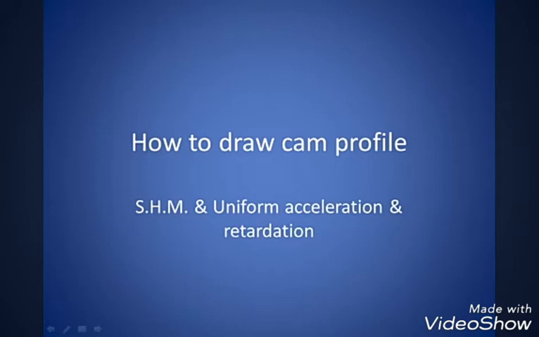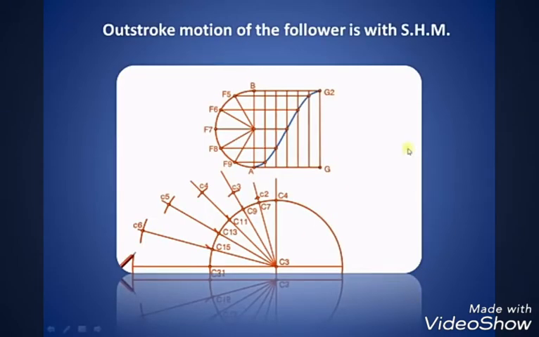Okay, so let us try to understand how to draw cam profile. Now here we have considered two cases. In the first case, we have considered the simple harmonic motion, and in the second case, we have considered the uniform acceleration and retardation of the cam displacement. Now here we have considered only one particular stroke, that is the outstroke of the cam and follower system.